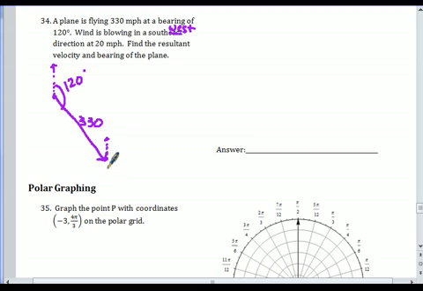Again, I'm going to put my north reference. From here, the wind is blowing southwest at 20 miles per hour. So southwest would be right in the middle of quadrant 3, right here, 20 miles per hour. The resulting vector, what the plane is actually going to do then, is fly in this direction. This is the vector that we need to find. Well, I have two sides, 330 and 20. If I had an angle in this triangle, then I would be able to use law of cosine. Specifically, I need to know what this angle is right here.